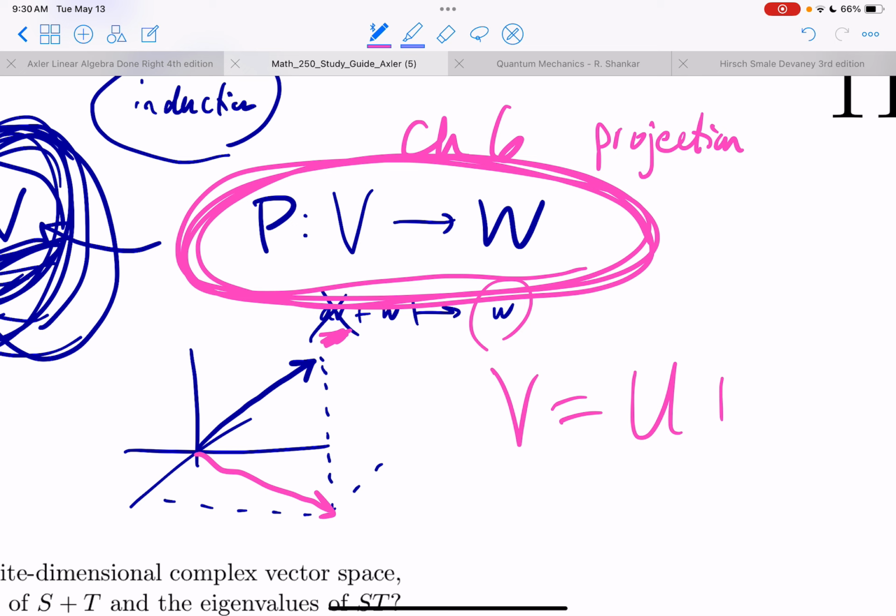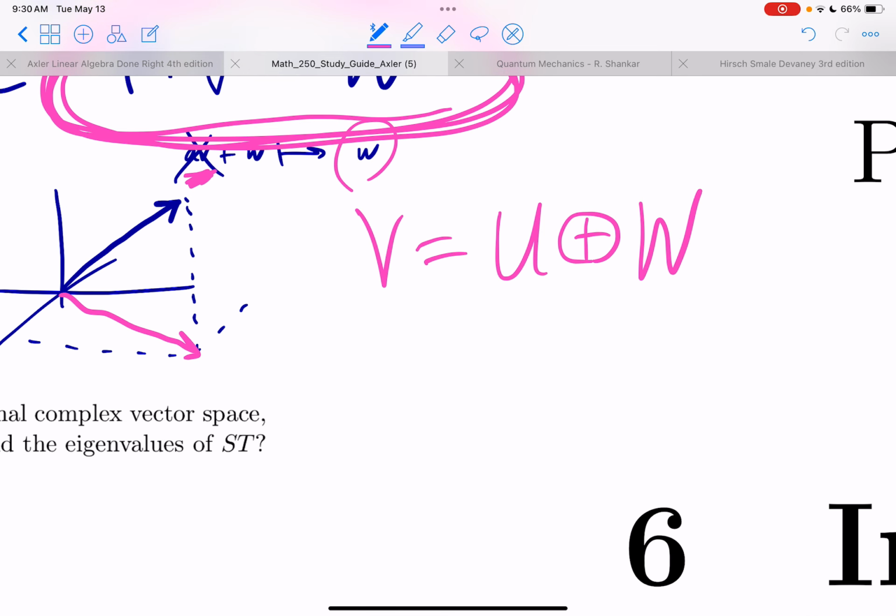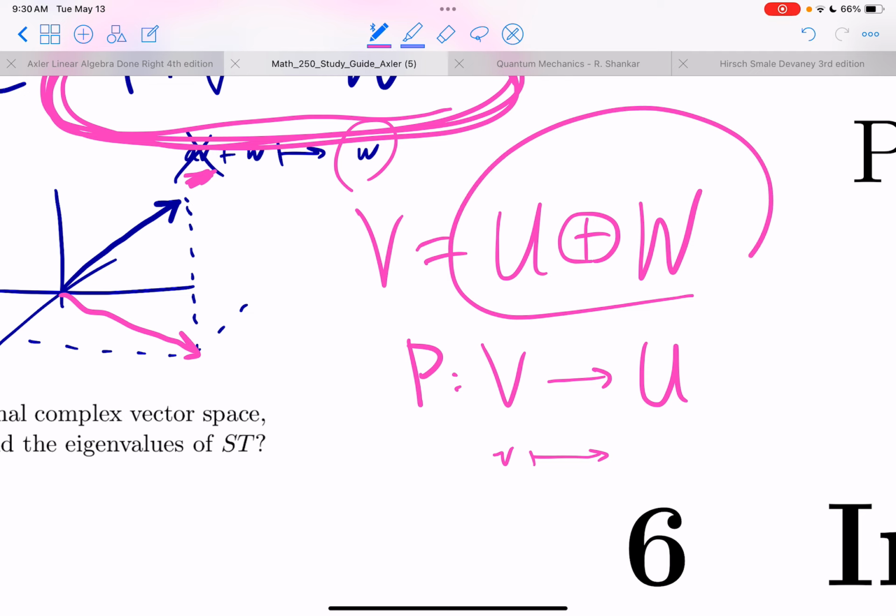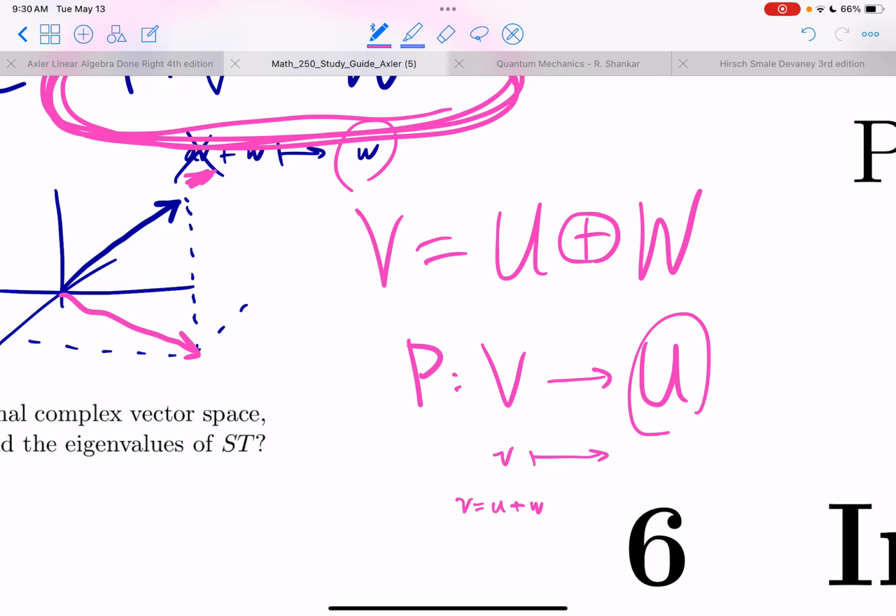Anytime you have a space and you can write it as a direct sum of subspaces, you can immediately define a projection operator onto either space, where you just take a vector here, and because your space is a direct sum, there's a unique way to write v as something in the first subspace plus something in the second, and this is unique. And so you can just define it, so if you want to go to U, you just forget the W piece. U such that V is equal to U plus W is the unique way to write it.